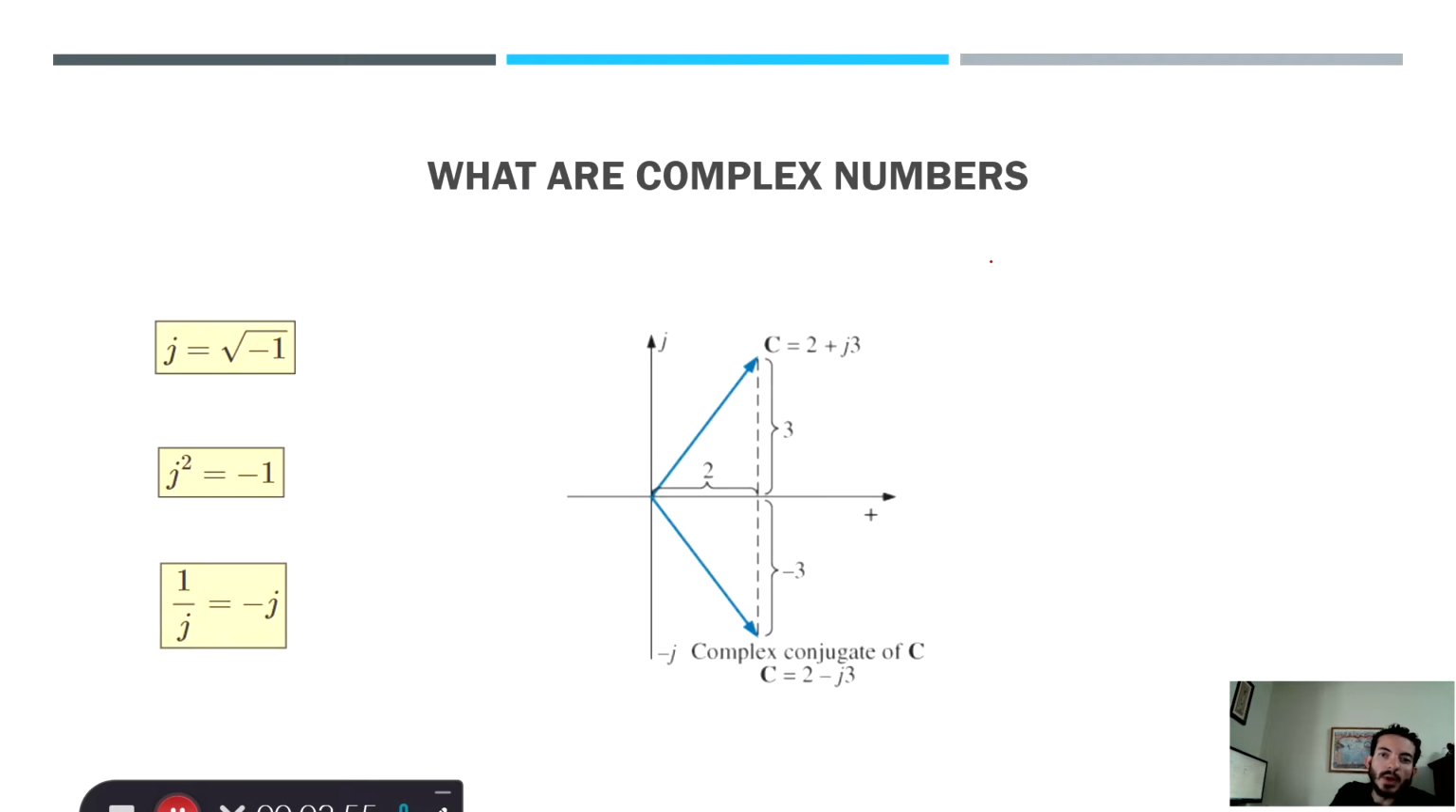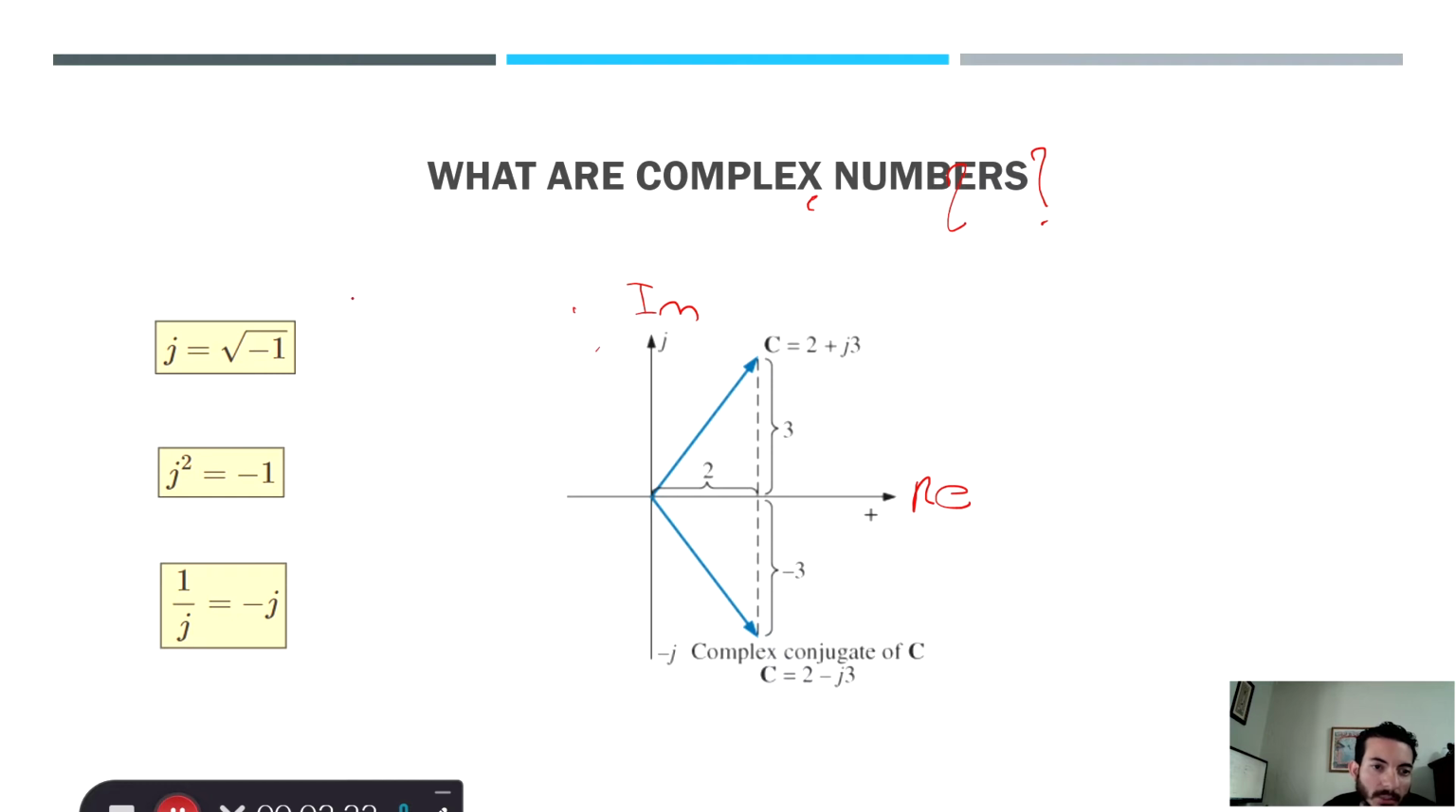So the first thing is, what are complex numbers? The main way to characterize a complex number is in a system where this part is called the real part and this is the imaginary part. Complex numbers, by definition, are numbers that have a real part and an imaginary part. That is why it's called complex.